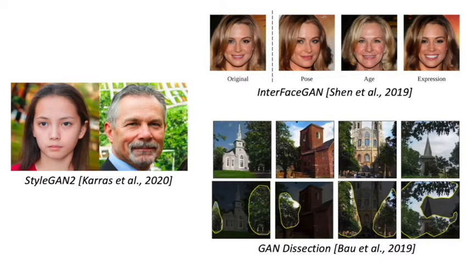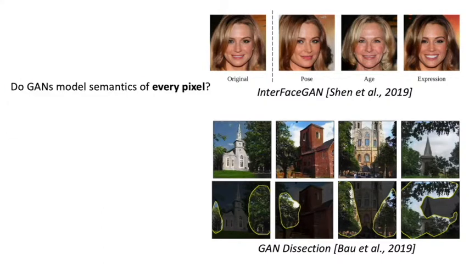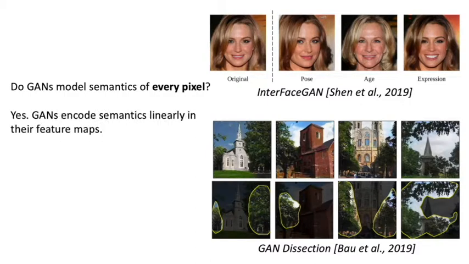The most related work, GAN dissection, identifies units that are able to control some semantic concepts. However, those units have limited precision. In this work, we aim to answer one question: do GANs model the semantics of every pixel? Our answer is yes. Surprisingly, we find that GANs represent semantics in a linear way.